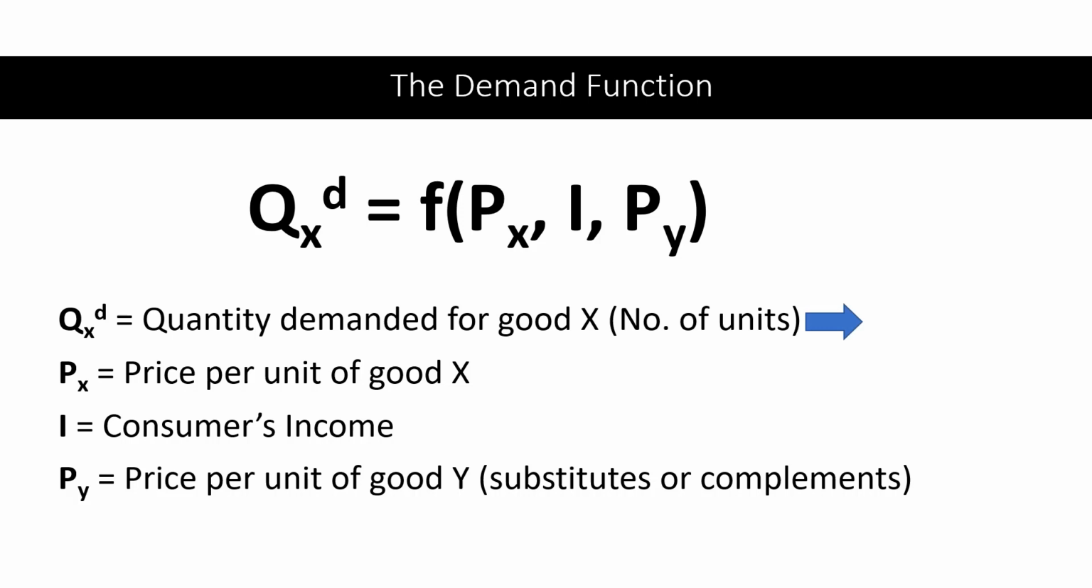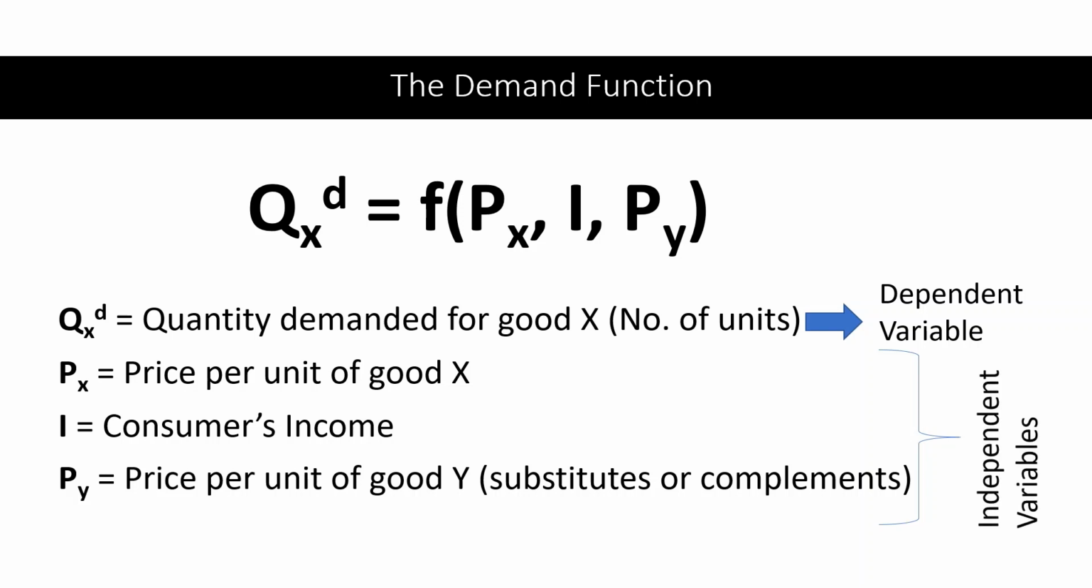Now, because the quantity demanded depends on the other variables, it is called a dependent variable. Likewise, the other variables, that is Px and income and Py, they cause changes in the quantity demanded. They are called independent variables.